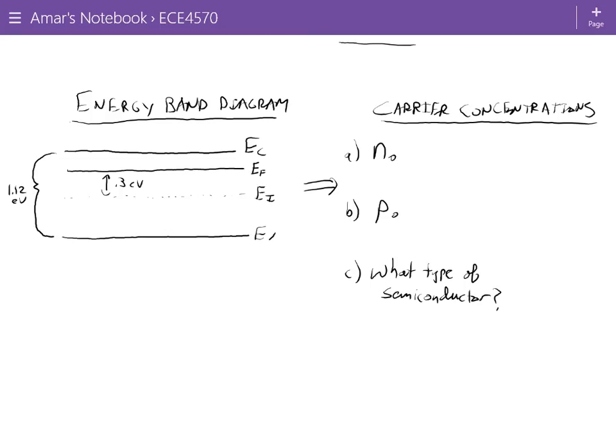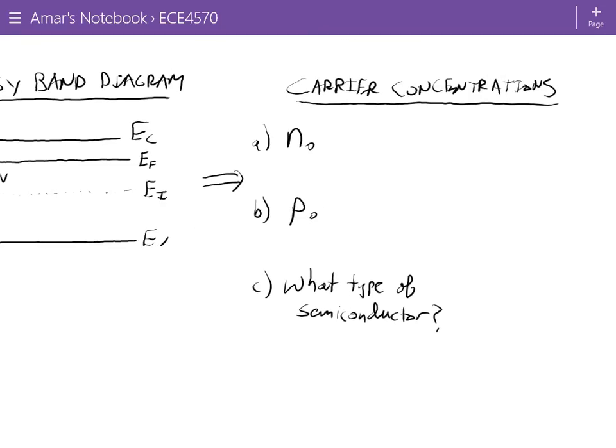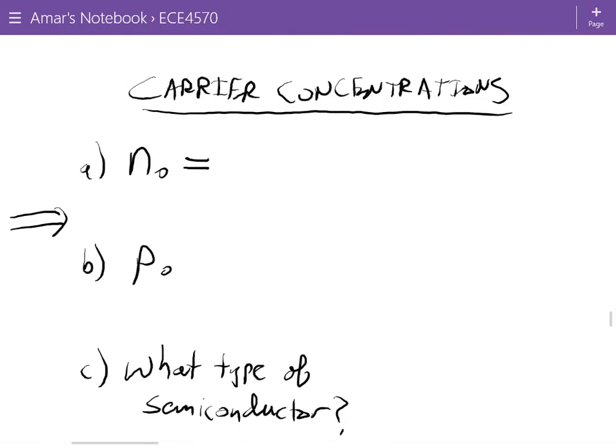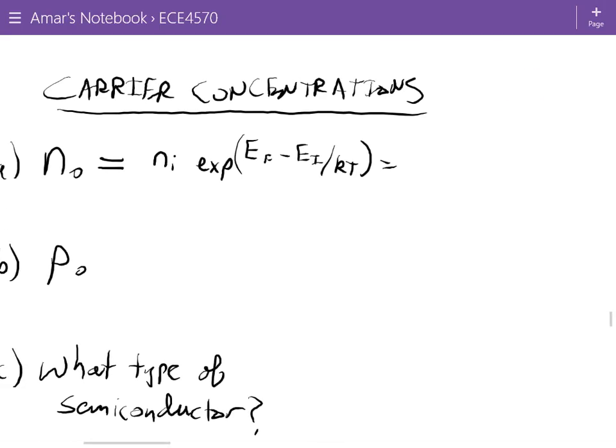Let's go over this, and you've had a chance to try it out. When you find the electron concentration, electron concentration is Ni times the exponential of EF minus EI over KT. Okay, so Ni is 1.5 times 10 to the 10.